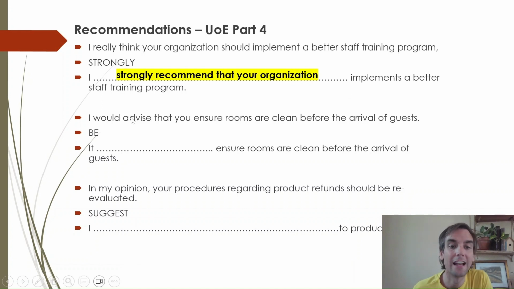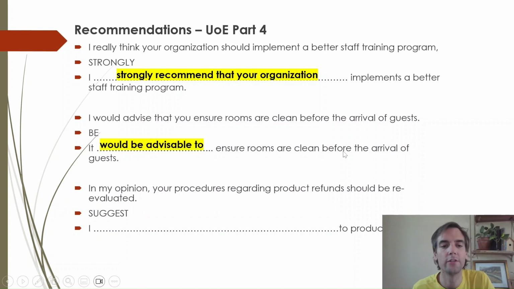For the next one, advise, but you need to say be. So be is going to be followed by an adjective, like it is good. I advise you do it. It is, what's the adjective form of advise? It's advisable. So it would be advisable to ensure that you ensure it will be advisable to ensure rooms. That's how we'd say the same thing.